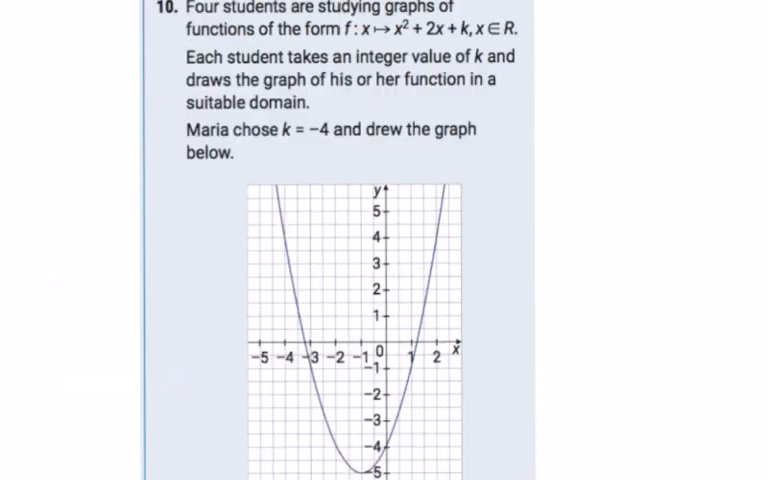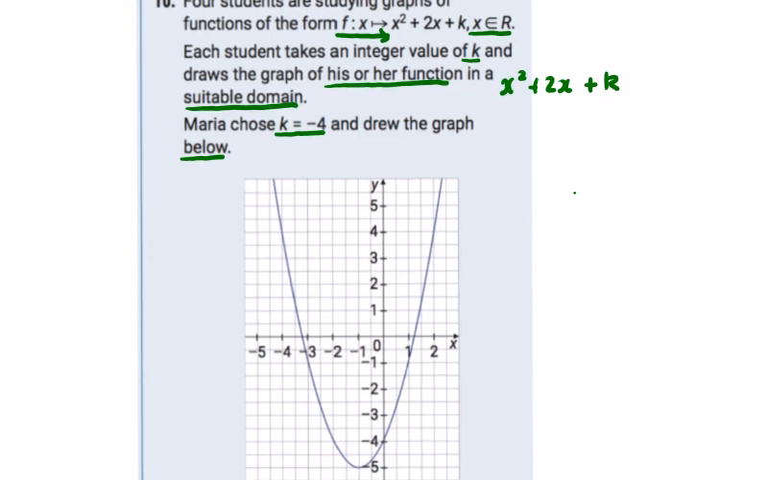In question 10, we have 4 students studying graphs of functions in the form f of x goes to x squared plus 2x plus k, and x is an element of real numbers. So each student takes an integer value of k and draws the graph of his or her function in a suitable domain. Maria chose k is equal to minus 4 and drew the graph below. So let's see, is she correct?